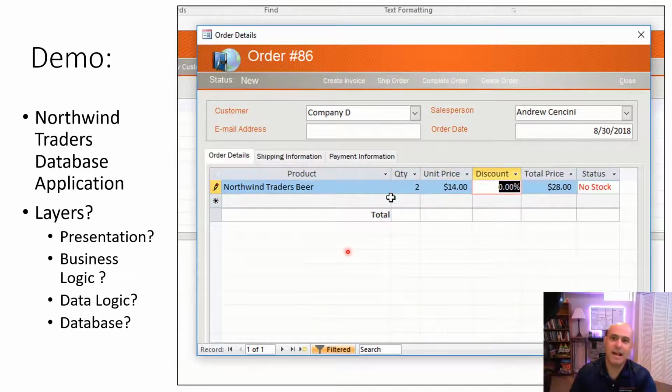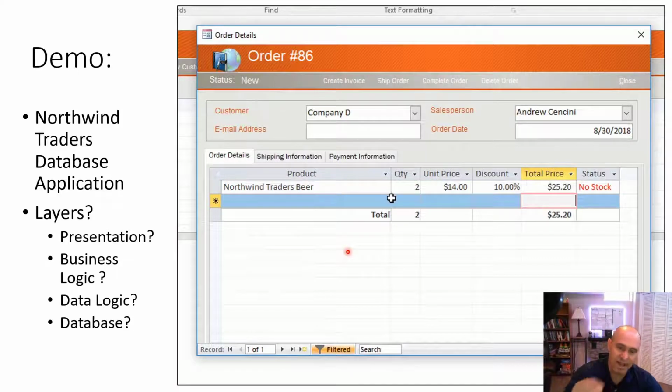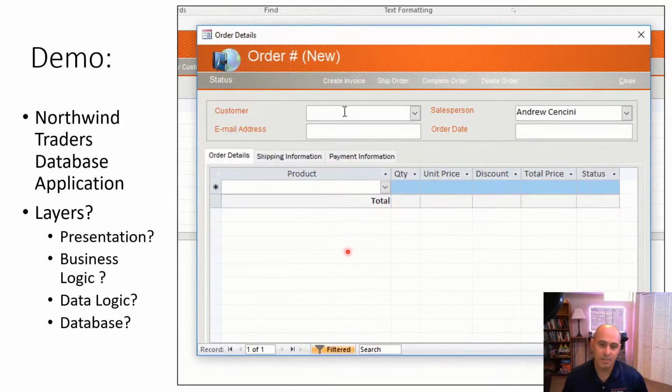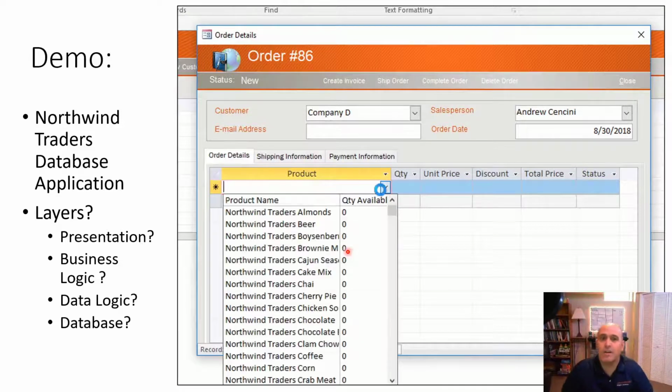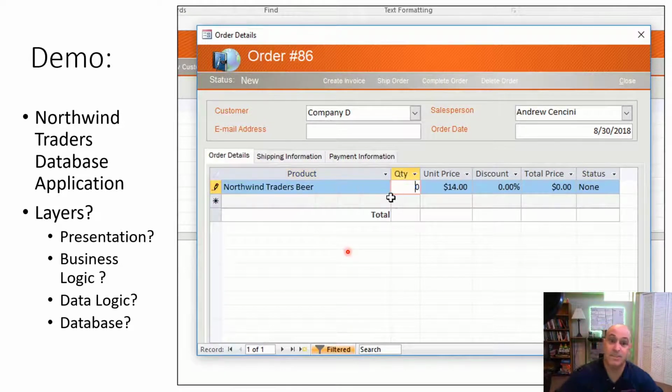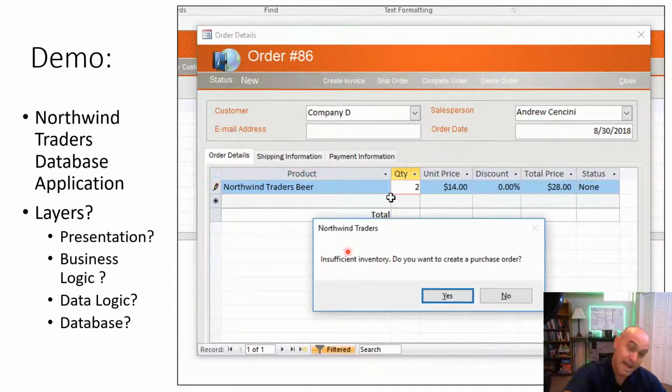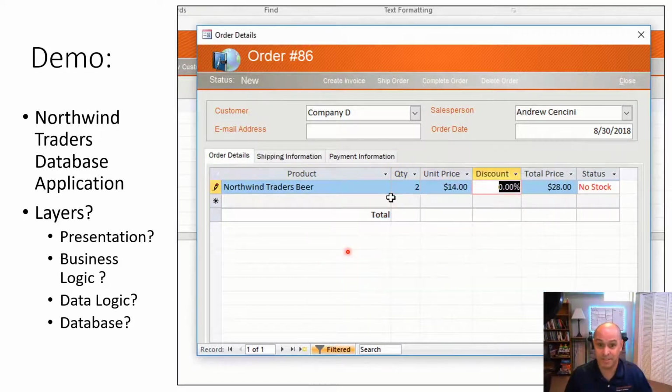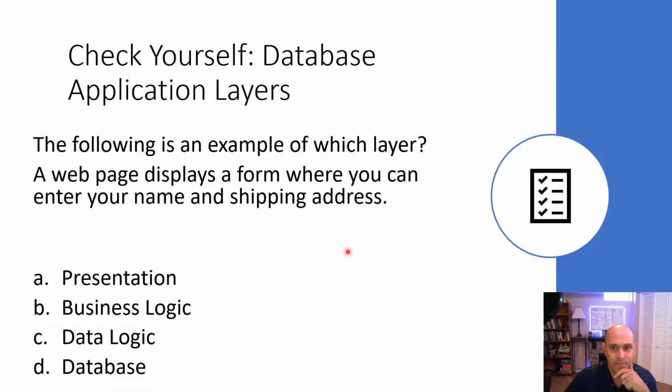And some data logic would be the fact that, once I enter all this stuff in, it figures out what the total is for me based on applying the discount and stuff like that. And then obviously that data logic talks to a database. This information needs to be stored somewhere because when I come back into order 86, I want to be able to see the stuff I entered. Okay, so that's how it all integrates together.